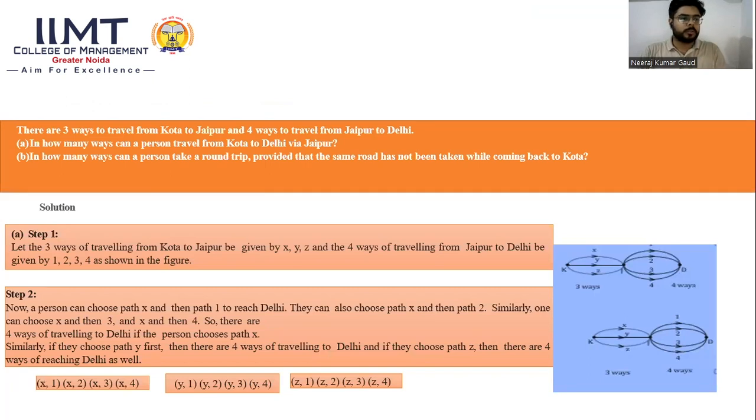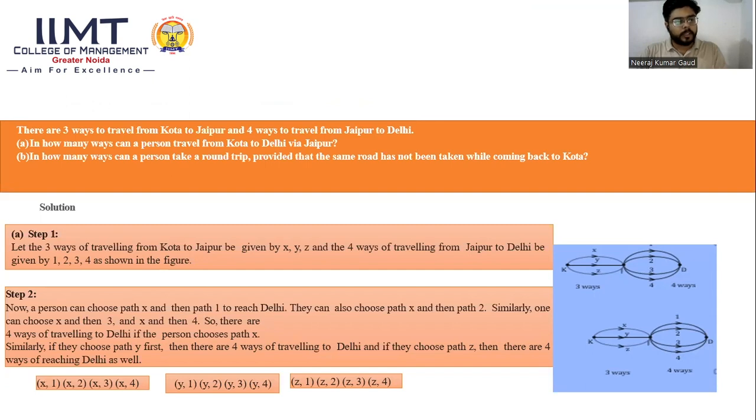So, solution for step 1. Let the 3 ways of traveling from Kota to Jaipur be given by x, y, z, and the 4 ways of traveling from Jaipur to Delhi be given by 1, 2, 3, 4, as shown in the figure. Step 2. Now a person can choose path x and then path 1 to reach Delhi. They can also choose path x and then path 2. Similarly, one can choose path x and then 3, and x then 4. So there are 4 ways of traveling to Delhi if the person chooses path x.